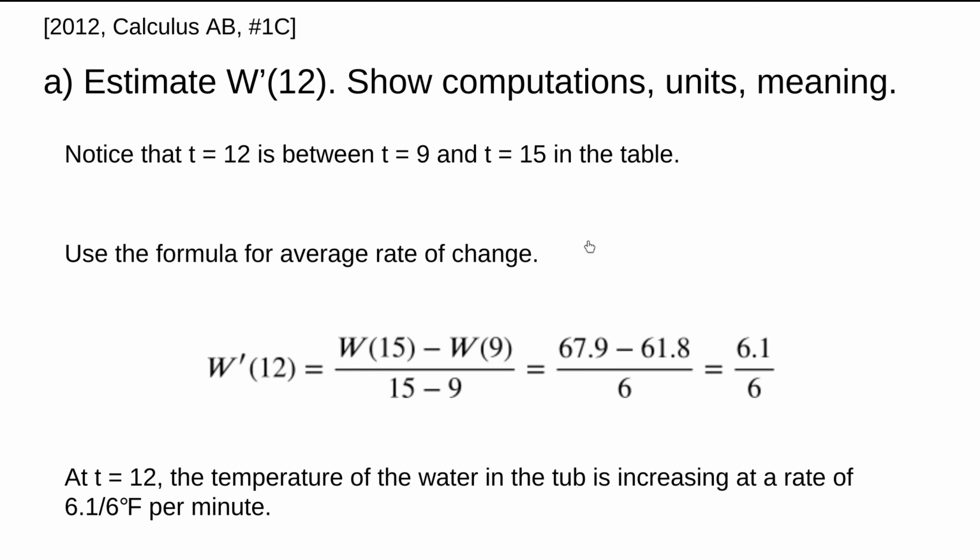And what this means is at t equals 12, the temperature of the water in the tub is increasing at a rate of 6.1 divided by 6 degrees Fahrenheit per minute. Notice we do have to explain ourselves since the question does ask for both units and meaning.